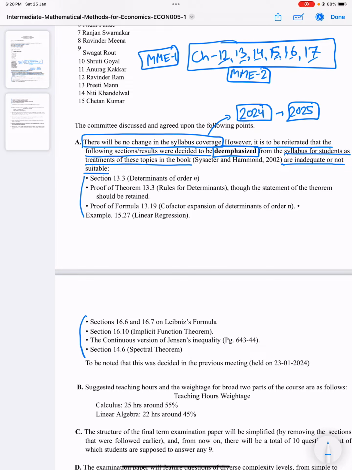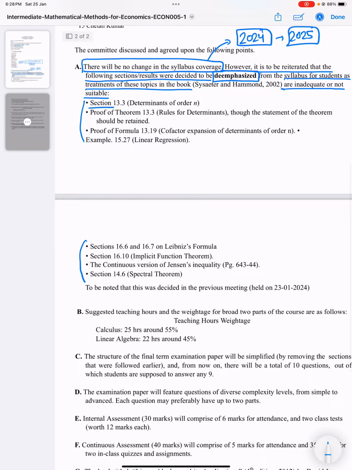Okay, now section 13.3, determinants of order n. This is not part of the syllabus. Proof of theorem 13.3, rules for determinants, though the statement of the theorem should be written, so you are supposed to do the statement. Then proof of formula 13.19, cofactor expansion we use in the determinants of order n, the proof is not required. And in example 15.27, the linear regression example.